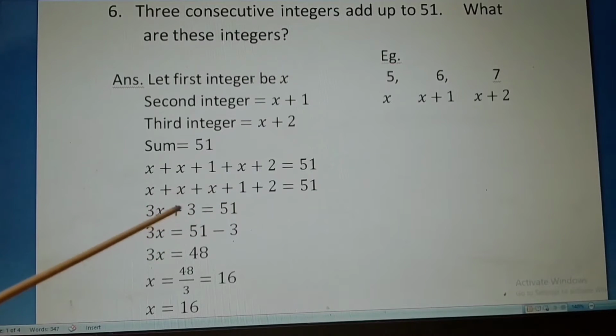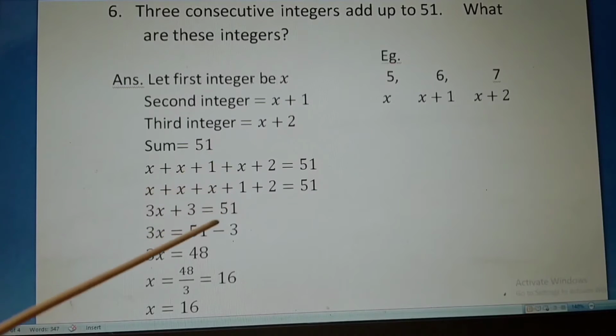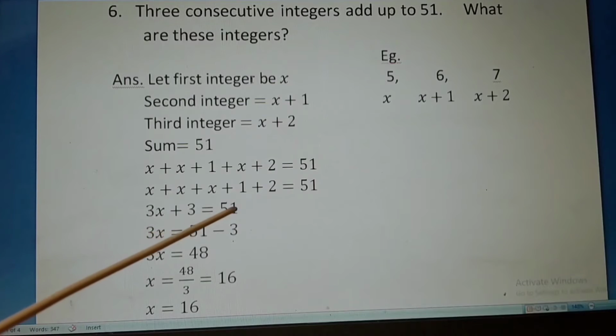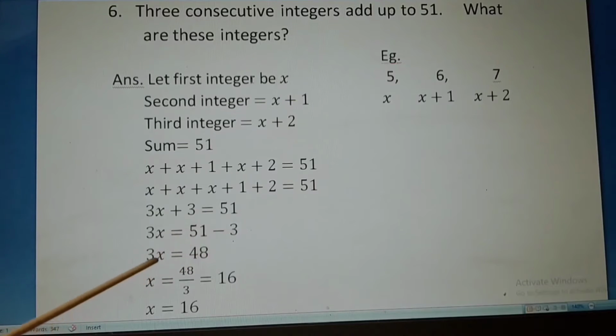Then plus 3, taking it to the right side, it becomes minus 3. That is 3x is equal to 51 minus 3, that is 48. Here there is multiplication, so on the right side of the equal sign it becomes division. That is x is equal to 48 by 3, that is equal to 16. x is equal to 16.